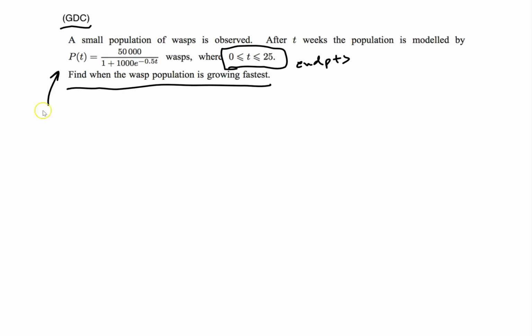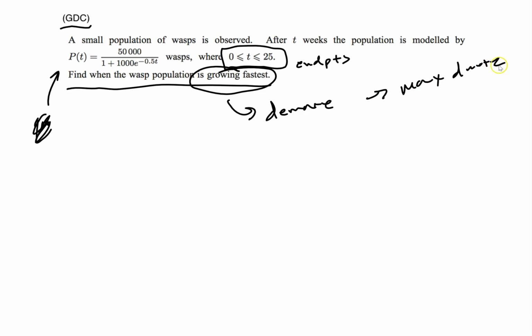You just graph it, right? If you're trying to find out when that's the highest. That's not what this is asking. When the population is growing the fastest. Growing the fastest is the rate of change, which we learned earlier is a derivative. So we're trying to find the max derivative. We're not trying to find the max of this, which is 50,000. We're trying to find the max of the derivative.